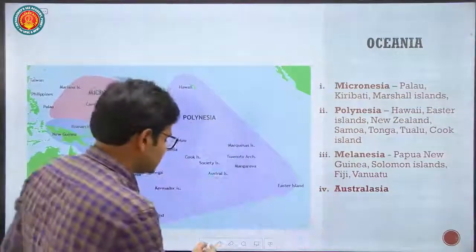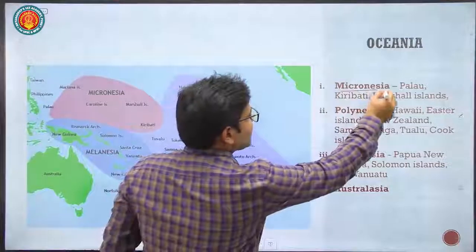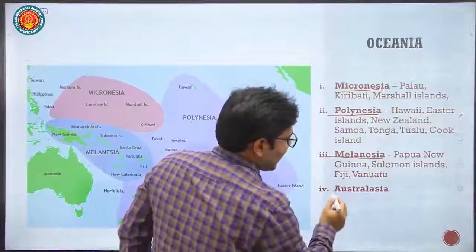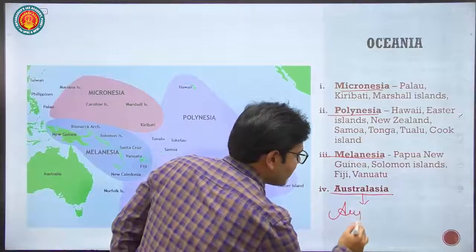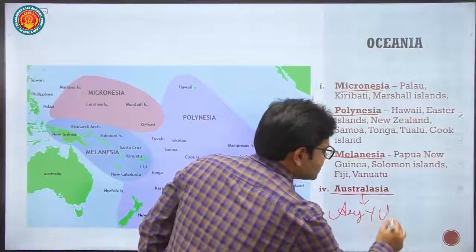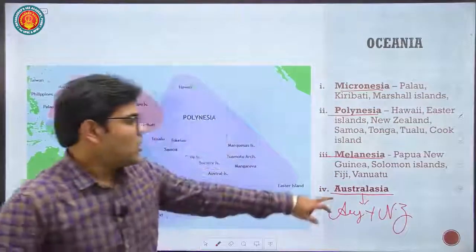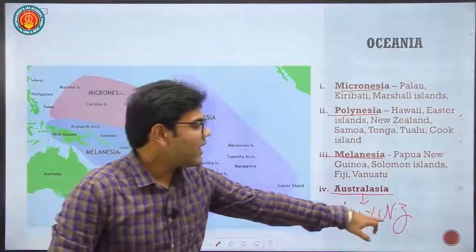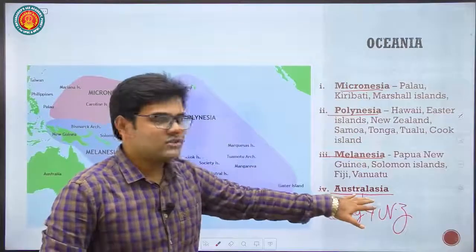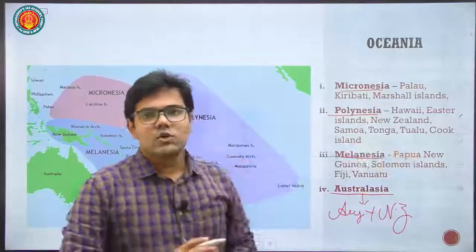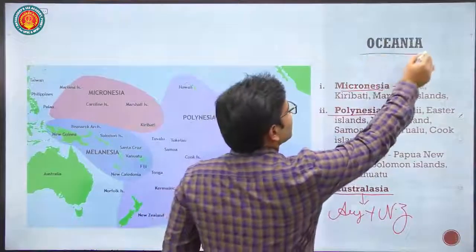So Oceania contains Micronesia, Polynesia, Melanesia, and Australasia. When I say Australasia, I mean the country of Australia plus the country of New Zealand. Together with Micronesia, Polynesia, and Melanesia, this region is called Oceania. I hope the confusion regarding Australia as a country, Australia as a continent, Australasia, and the entire Oceania is cleared.